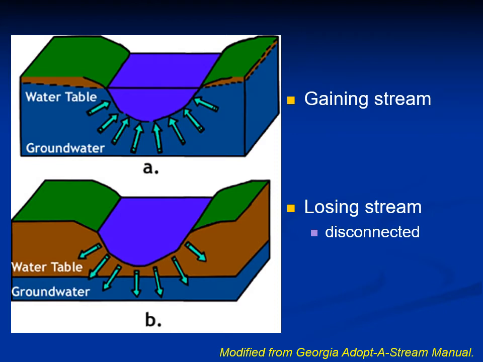This is very similar to the concept of gaining and losing streams. Gaining streams receive groundwater flow from their surroundings, and as a result, stream discharge increases as you move downstream in the channel network. In a losing stream, the groundwater table is below the elevation of the stream bed, and water from the river can infiltrate through the stream bed to recharge the underlying groundwater aquifer.